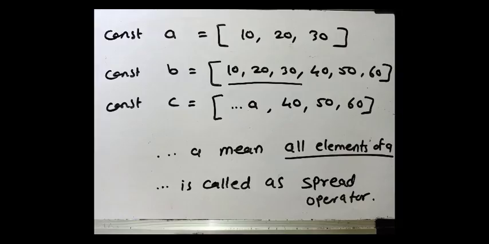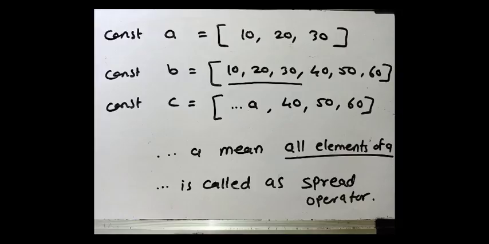Now I want a c variable. I can use ...a. What does it mean? You are copying the values of a as they are and using them. So instead of writing 10, 20, 30, if I write ...a, the same purpose can be achieved. And the rest of the values you can append, like 40, 50, 60. So ...a means all elements of a.